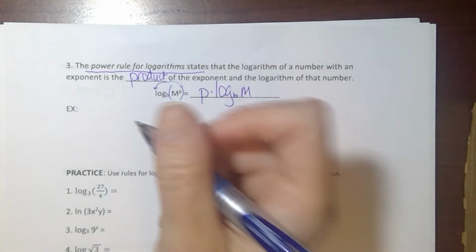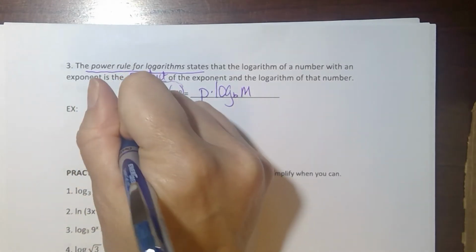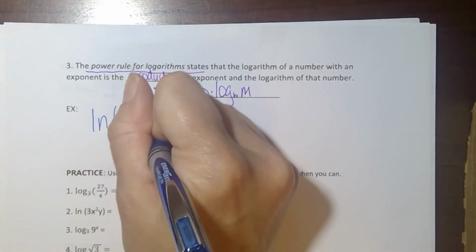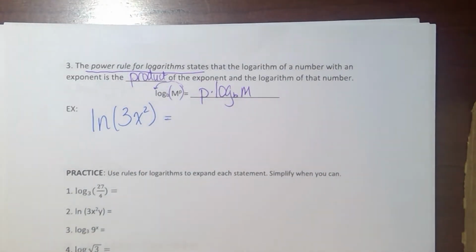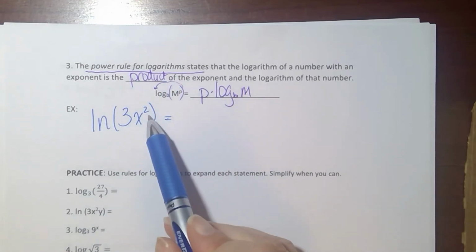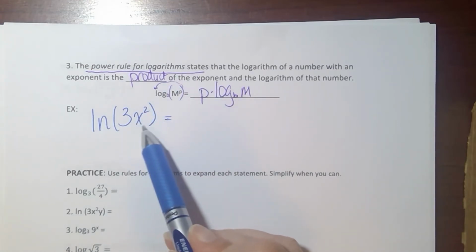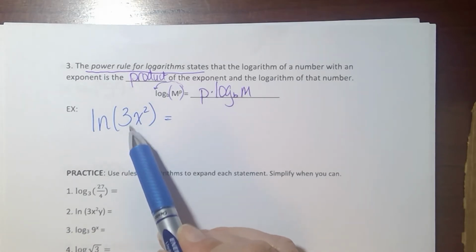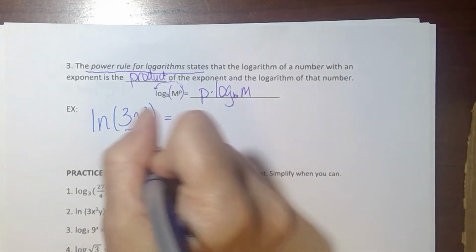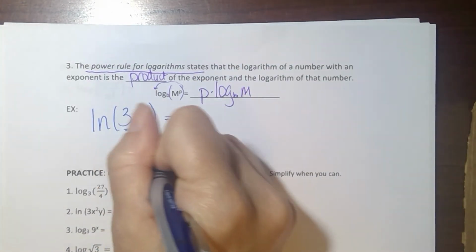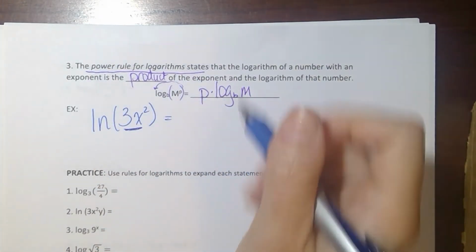For example, I have the natural log of 3x squared. 3x squared is my argument. Now we're not going to just apply the power rule because I have an exponent here, but the exponent just applies to the x. The only base here is the x, not the 3. So I can't pull it out in front of this product that's in my argument. But I can apply my product rule and split that up.